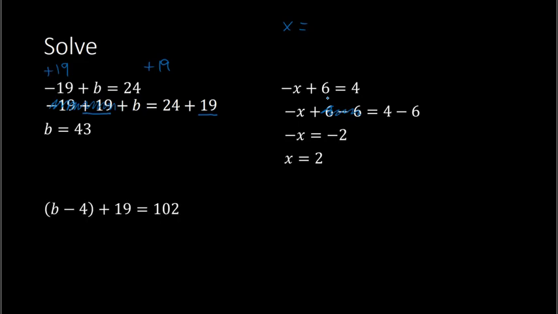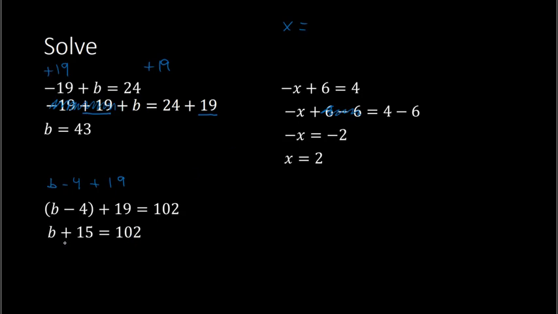There are times, as you see right here, where we might need to simplify on the left side first before we start solving the equation. So here we have b minus 4 plus 19 equals 102. Well, the parentheses we can just actually get rid of because it's being added with the 19. That is the same thing as b minus 4 plus 19. So negative 4 plus 19, or 19 minus 4, would be 15. So on the left side, we now have b plus 15. And then on the right side, we have 102.